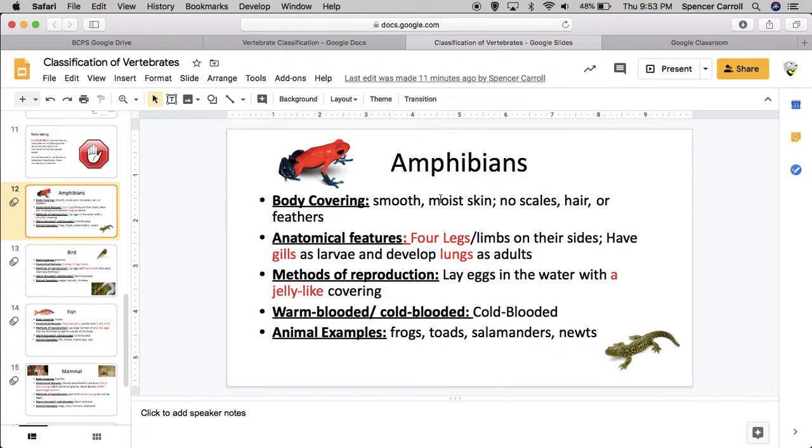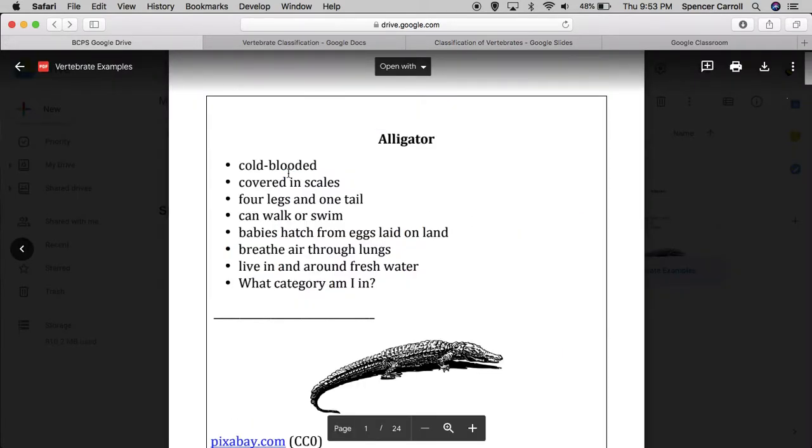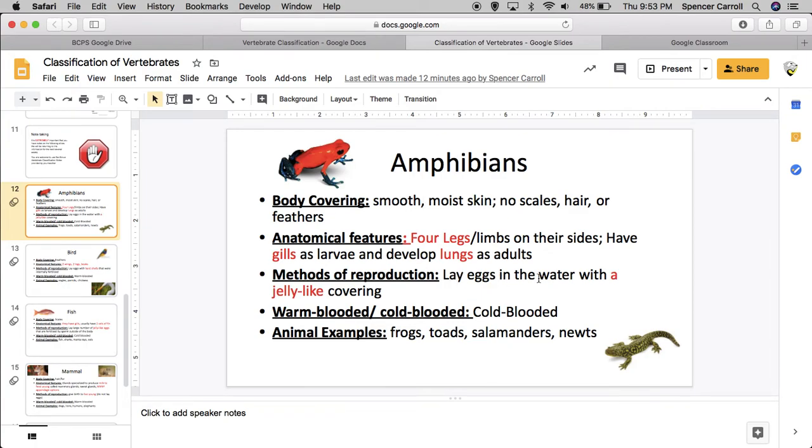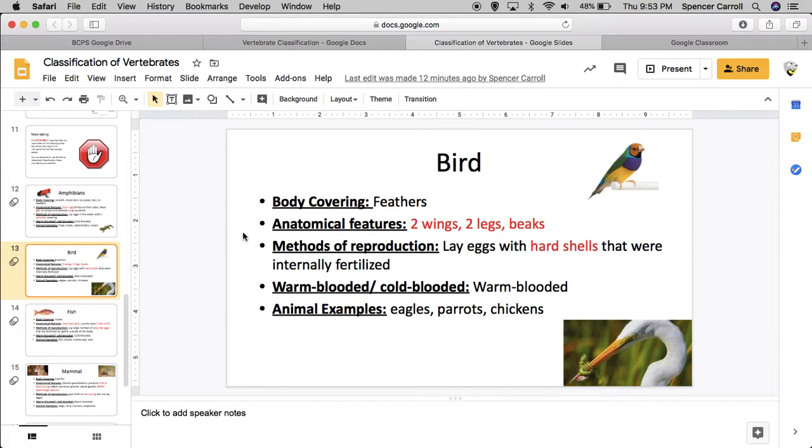Amphibians are cold-blooded, like the alligator is cold-blooded. But here's another big difference. Alligators have eggs that they laid on land, whereas amphibians lay their eggs in water. Okay, so it's definitely not amphibians. What about birds? Well, alligators aren't covered in feathers, so there goes that. They also don't have wings, so I'm going to go ahead and rule out birds.